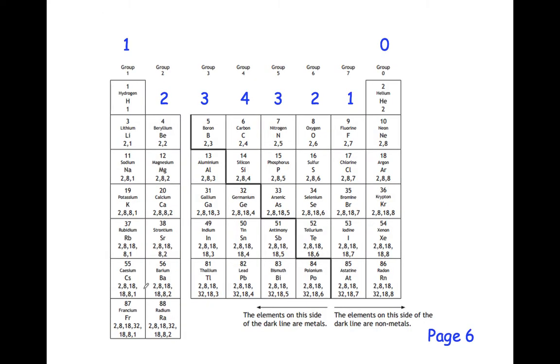Now, if you have your data booklet handy, I advise flipping through to page 6. You're going to need it for today's activity. And above each group, I would copy in the valency of each group as shown here.